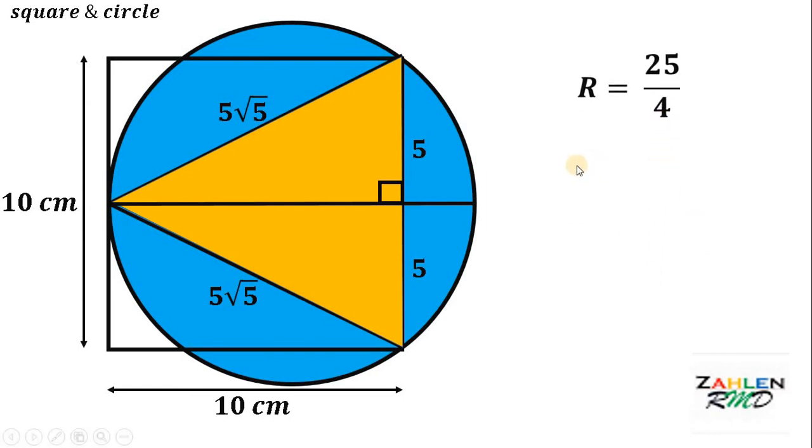Now take note that we can also use the chord power theorem to solve for the value of r. But in this video, we use another method to find the radius of this big circle.